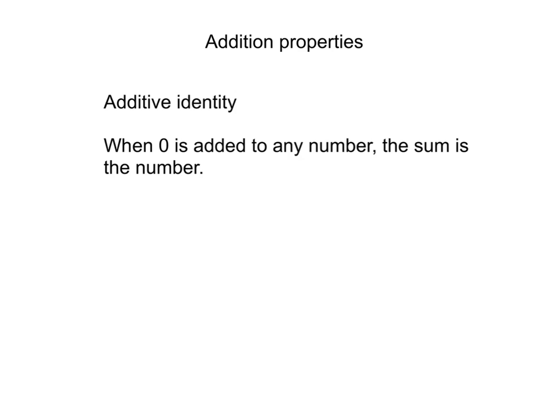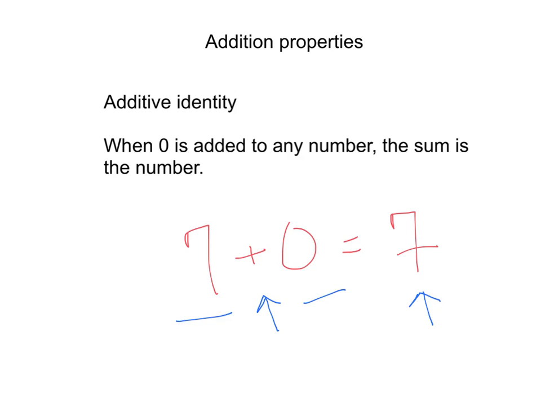We're first going to start out and look at the additive identity. This identity reads that when 0 is added to any number, the sum is the number. So for example, if we have 7 plus 0, the sum is 7. So again, any number added to 0 is that number.